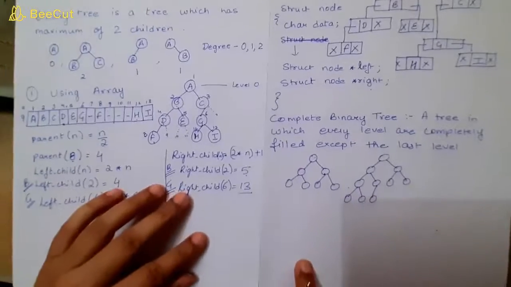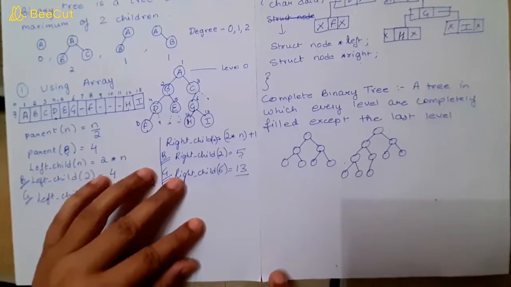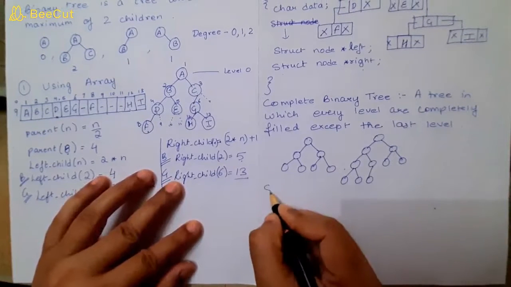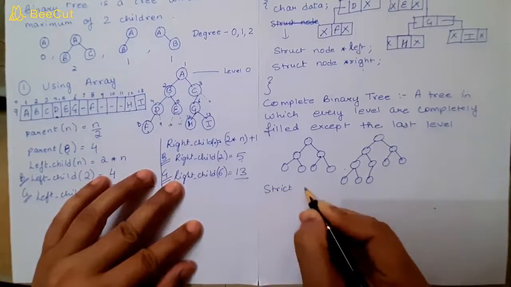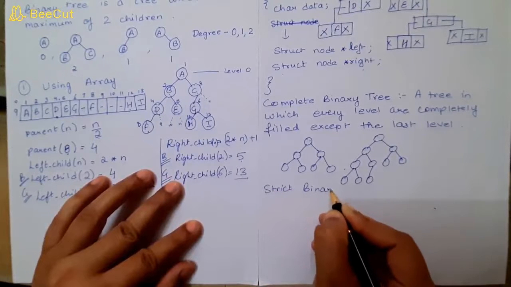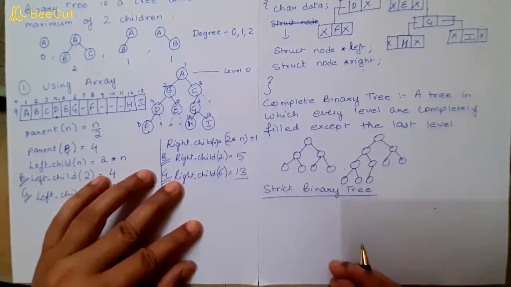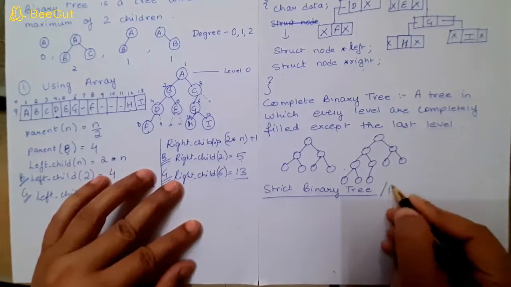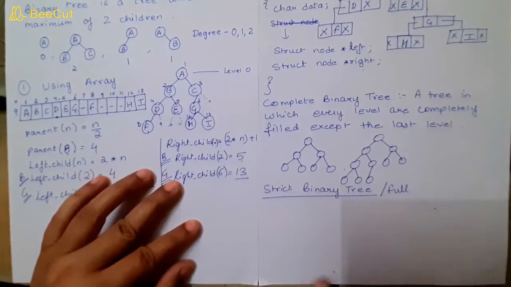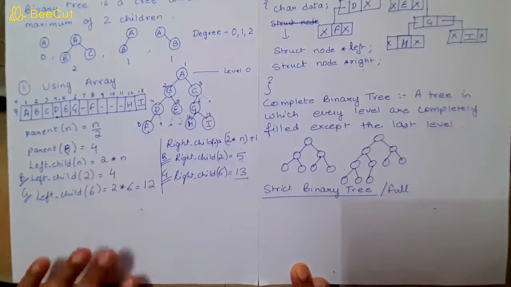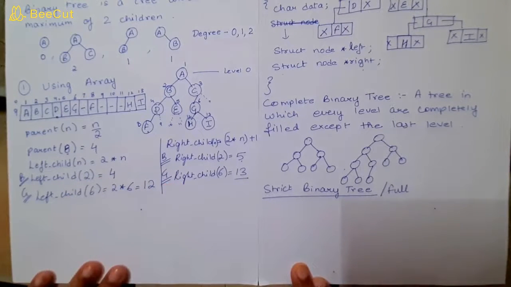Okay, then we have strict binary tree. We'll discuss a strict binary tree. So in case of strict or full binary tree, it's a tree in which every non-leaf node in binary tree has non-empty left and right subtree.